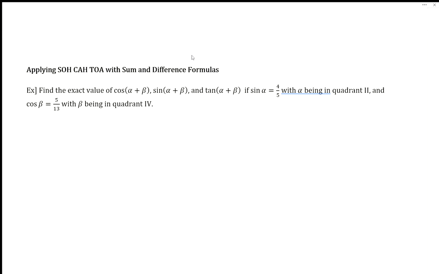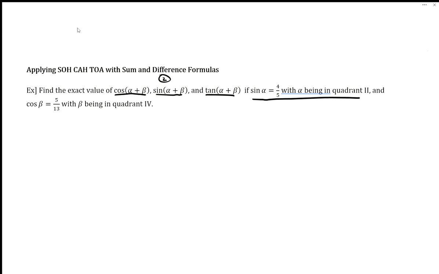Hi everyone, and welcome to our video on using SOH CAH TOA along with our addition and subtraction formulas for sine and cosine, and then also tangent, but we'll show tangent in a special way. So in these problems, what we want to do is eventually use our formulas for these parts. So that will be step two. First thing we really do though is we make a right triangle with this information.